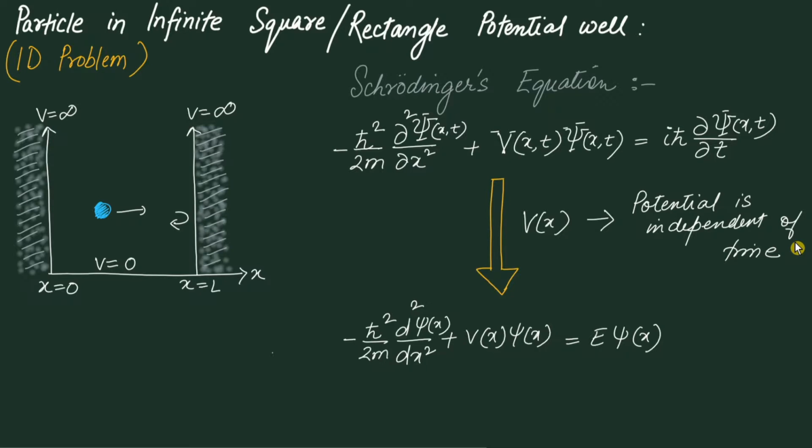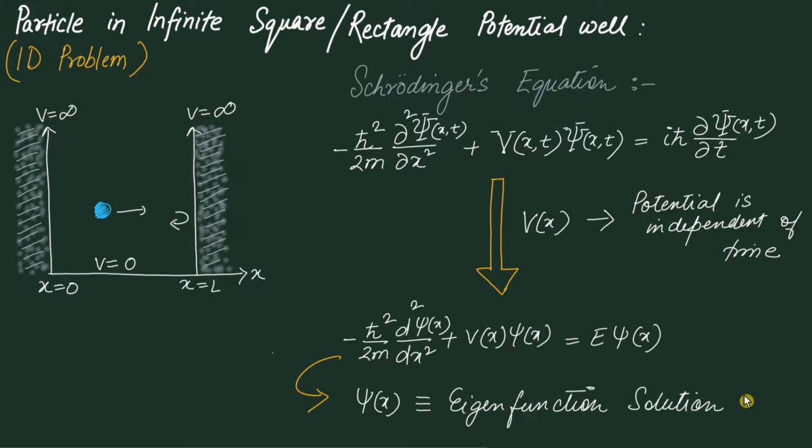Also, it is very important to note that the solution of this time-independent Schrodinger's equation is psi(x), which is also known as the eigenfunction solution. Most of the time people, even me, refer to psi(x) as the wave function, but to be technically correct, the solution of the time-independent Schrodinger's equation is the eigenfunction solution, and the actual wave function is in fact the solution of the general time-dependent form.